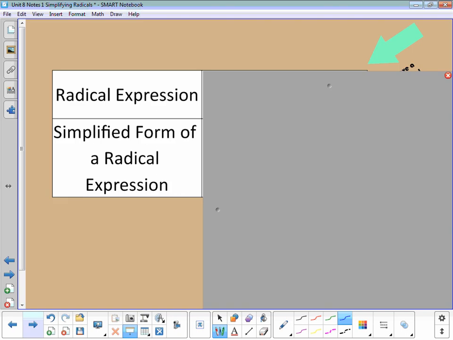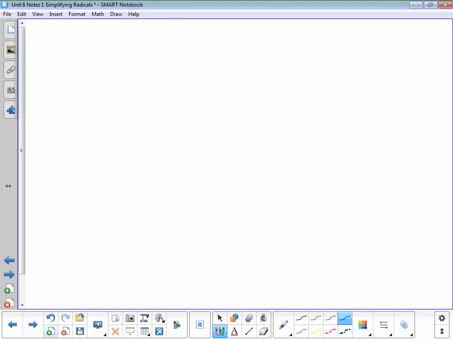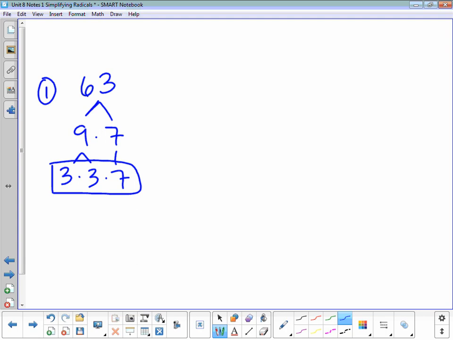So let's just look at what a radical expression is. Actually, let's go back. We need to do the prime factorization of the numbers that we missed there. So if I'm going to do the prime factorization of 63, I'm going to take 63 and break it down into a factor tree. I'm going to find two factors that I can split it into. One option might be 9 times 7. And then I keep going until I can't break it down anymore. So I can break down the 9 into 3 times 3. 7 I can't break down anymore. 3 I can't break down anymore. So this is my prime factorization. That's my list at the end there.